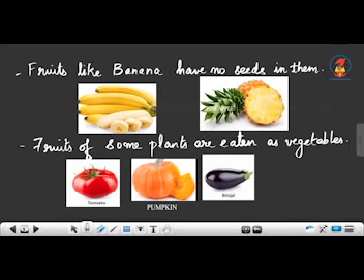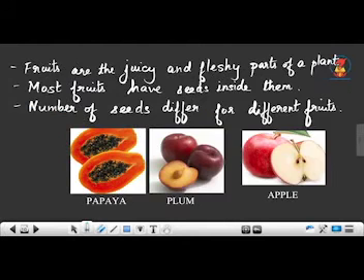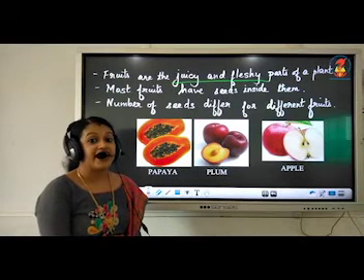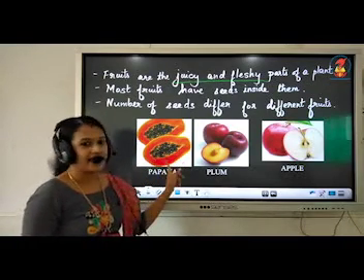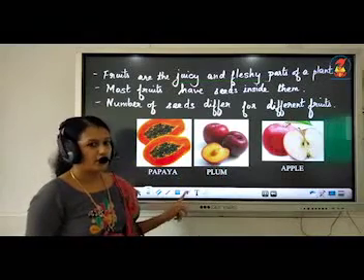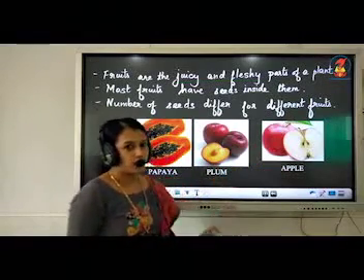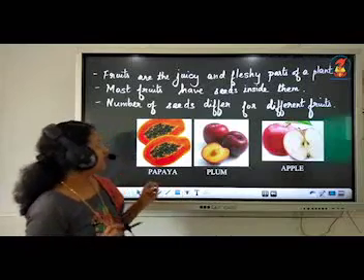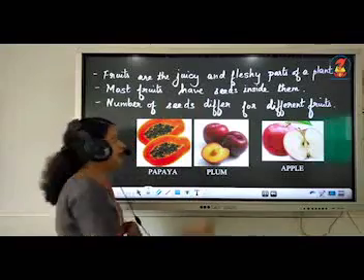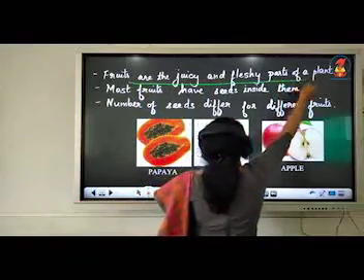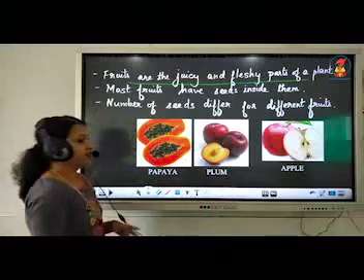Then some of the fruits. Some fruits are fleshy and juicy. Okay, so fruits can also be called the fleshy and juicy part. See, when you look at this papaya, they are fleshy as well as juicy. Plums are also fleshy and juicy. Apples are also fleshy and juicy. So, fruits are the fleshy and juicy parts of a plant.